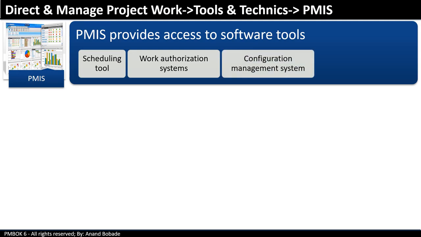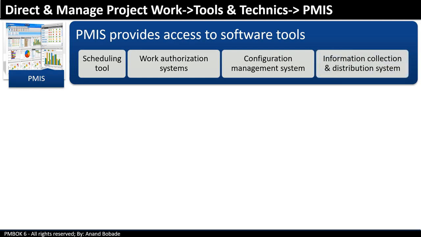Configuration management system. We will talk about this in the perform integrated change control process. Information collection and distribution system. The project management team will receive a lot of work performance data generated by those doing the project work or project activities. Because as you know, this is where deliverables are getting created.